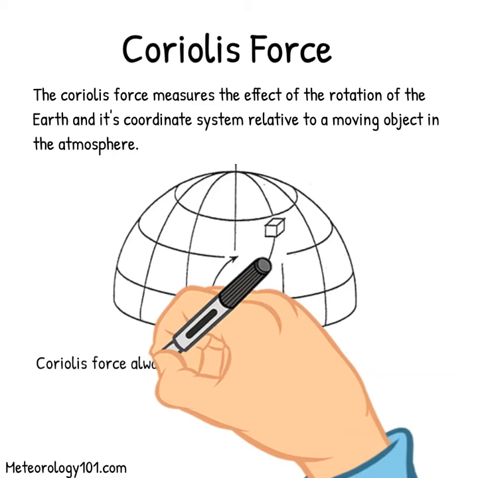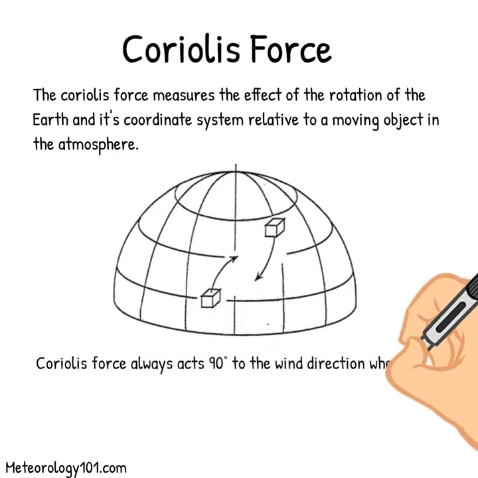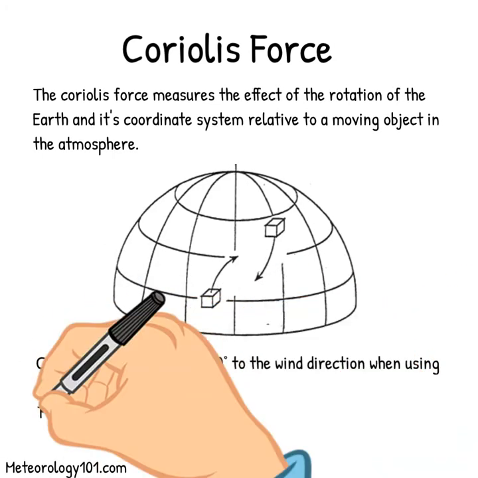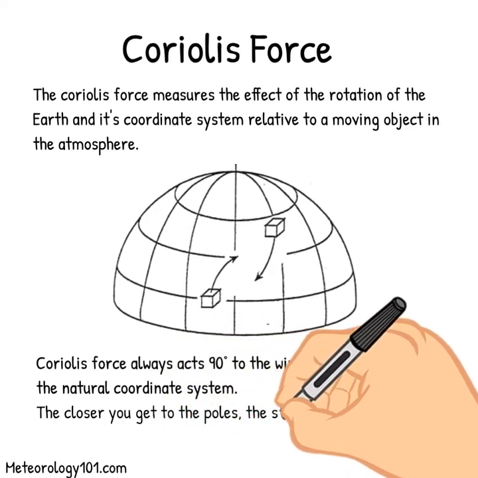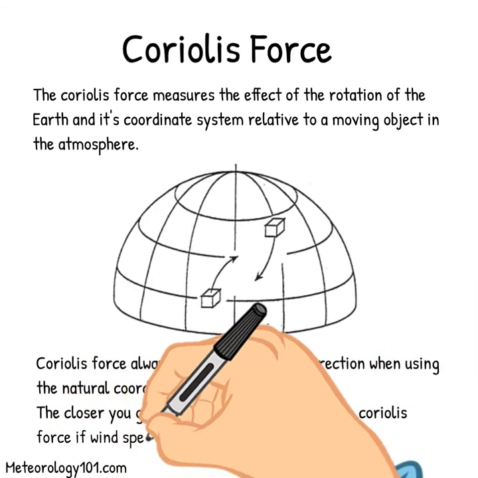Coriolis force always acts 90 degrees to the wind direction when using the natural coordinate system. The closer you get to the poles, the stronger the Coriolis force if wind speed remains unchanged.